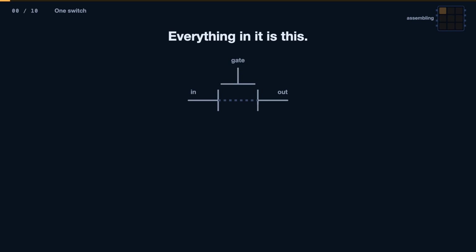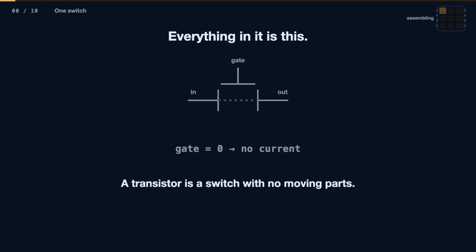Because everything in it is this. A transistor, it is a switch with no moving parts at all. Put a voltage on the gate and current flows. Take the voltage away and it stops, on or off.